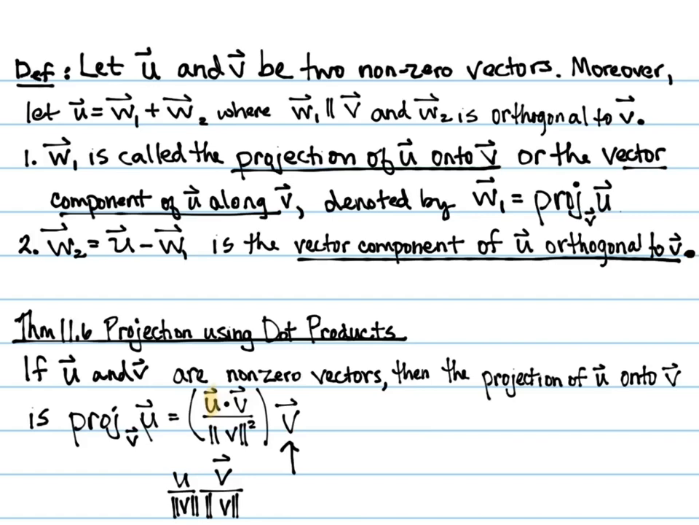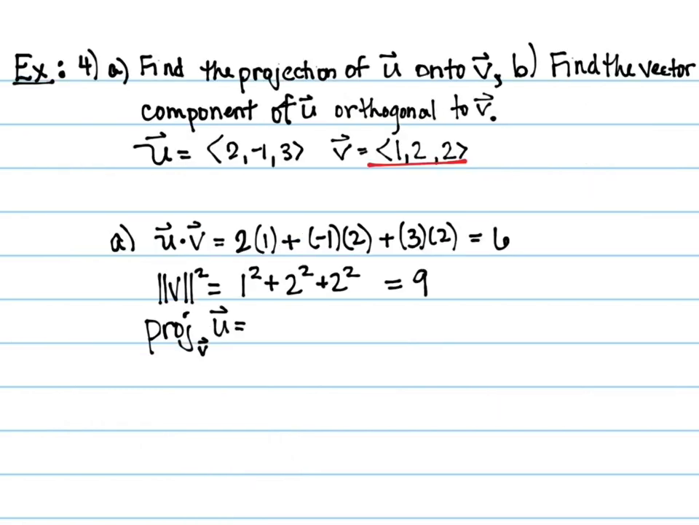So over here's the formula for how we're finding the projection. I need a ratio of the dot product to the square of the magnitude. So the dot product was 6 over 9, and then times the vector v, and of course 6/9 is 2/3. And so we will multiply the 2/3 times the vector v. So I have 2/3, 4/3, 4/3. So that would be the projection onto the vector v.